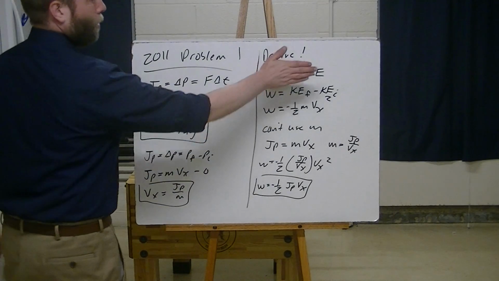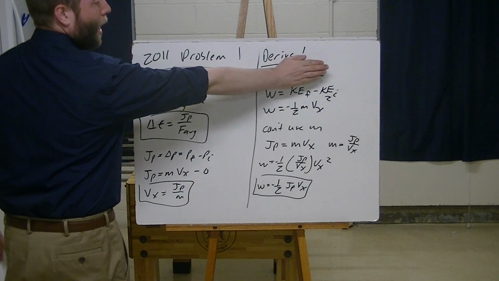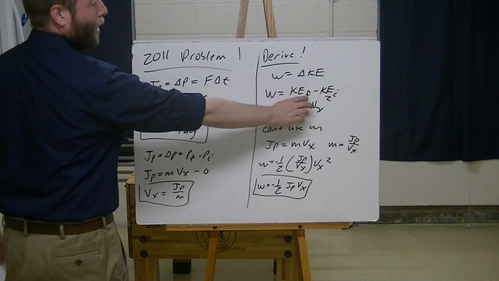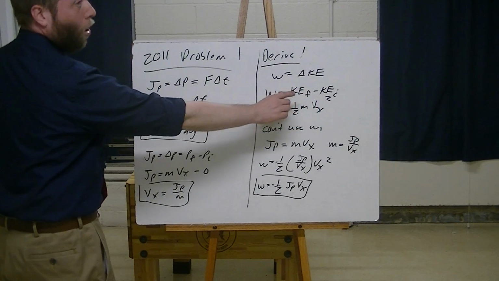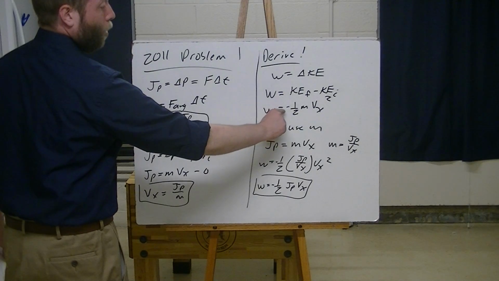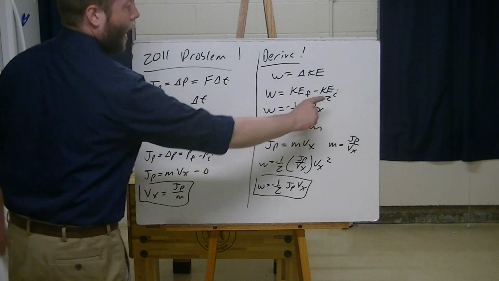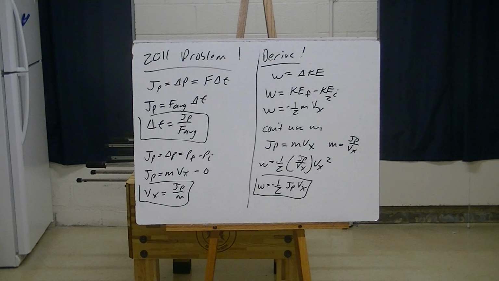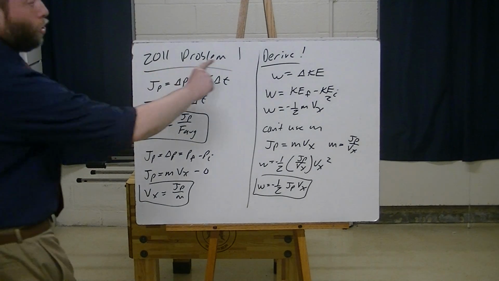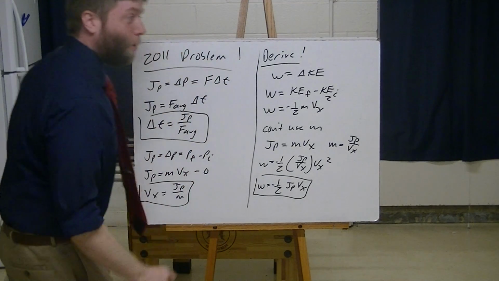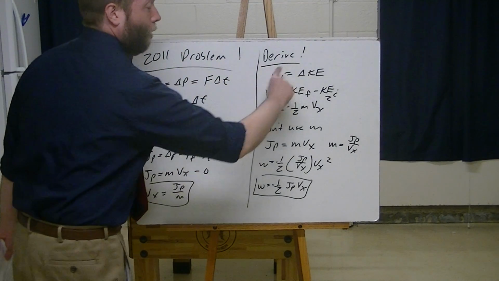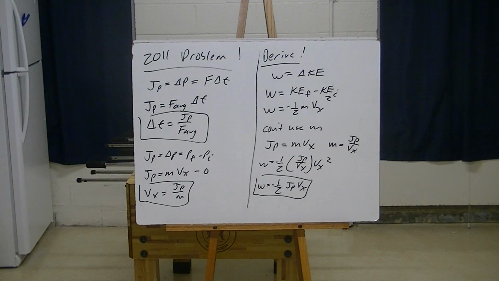I got news for you. If you don't include that, and you immediately go down here to KE final minus KE initial, or, God forbid, you go down here to work is equal to minus 1/2 mvx squared, you will be awarded 0 points on this problem. Y'all listening to me? Whenever we see the word derive, we need to start out with a fundamental physics equation, otherwise you risk getting no points. I did not learn about this until I was an AP reader.